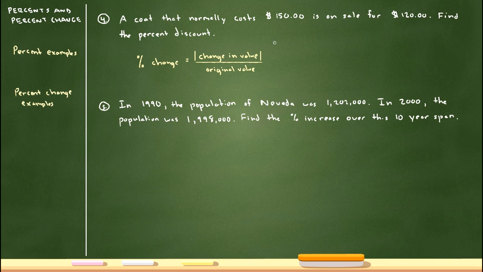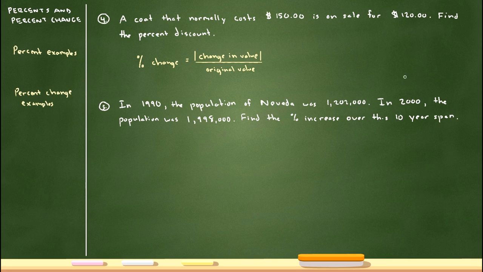Okay. Now, the coat normally costs $150 and it's on sale for $120. So you may want to ask yourself, well, how much money did you save, right? And I think you could easily tell that you're going to save $30, right? Now, what is the percentage that you saved? Do you take that $30 and do you divide it by 120? Or do you take that $30 and divide it by 150?